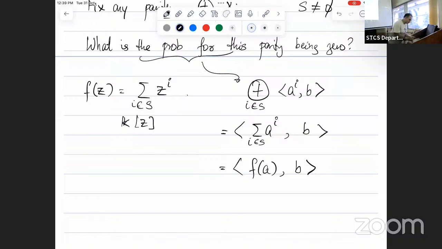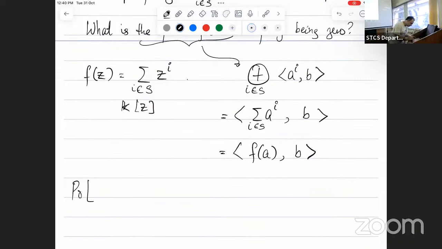Okay, so the probability that the dot product of f of a and b is equal to 0 can happen because of two situations. Either it is the case that f of a itself is 0, in which case, of course, the dot product will be 0. Or f of a is non-zero, but somehow the dot product became 0. So this is equal to a probability where both a and b are random at the moment.